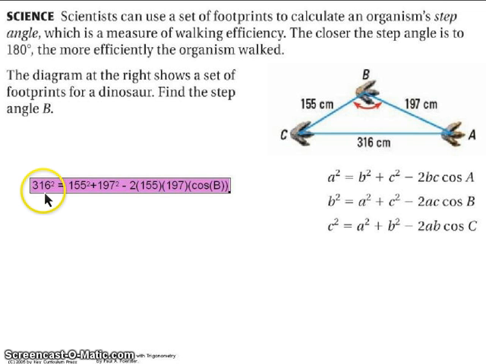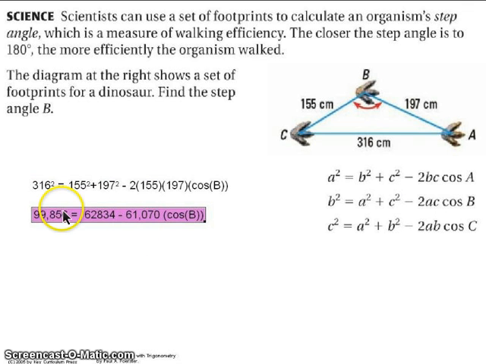Alright, as I said in the last video, it's very easy to get tripped up on the arithmetic here. I strongly recommend you do it one little baby step at a time. So the first step, let's take the 316 and square that to get 99,856. We'll take the 155 squared and add it to the 197 squared to get the 62,000 number. And then finally just take 2 times 155 times 197. That'll give us the 61,000 number here. And then I have the cosine of B. Now again, you can't put together these two 60,000 some odd numbers because of the order of operations.